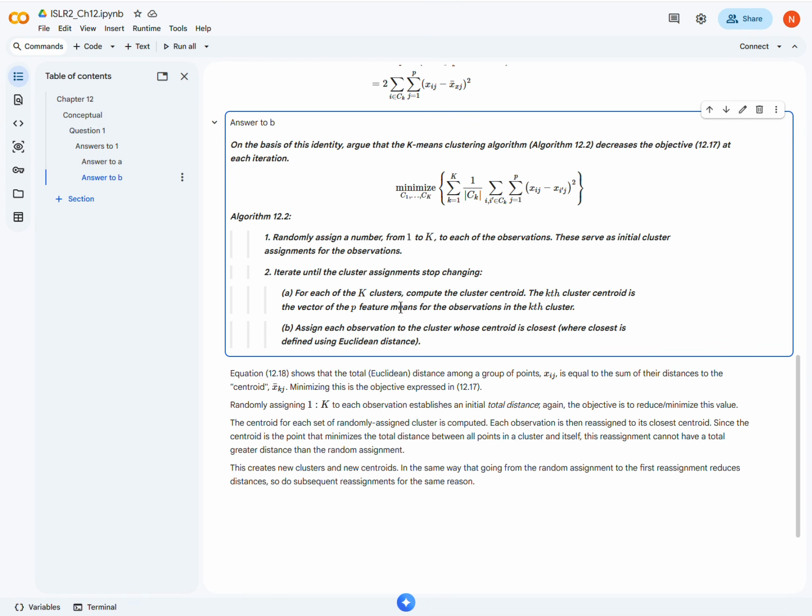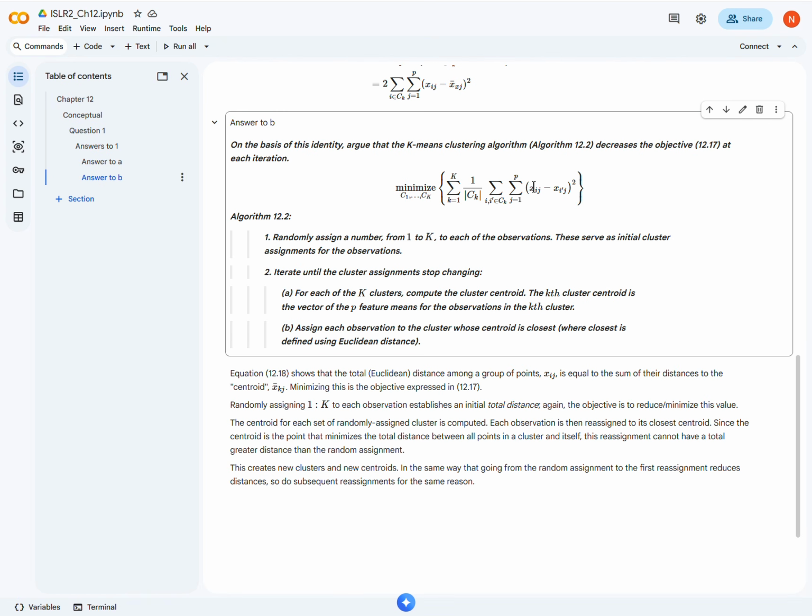Okay. So the easiest way to see this for me is to just think about this very first assignment, which is just random. Okay. So we have a random assignment of our observations, and so that's going to have some within cluster variance, summed over each cluster. Well, simply by reassigning the observations to the nearest centroid, all of these values here are going to shrink.